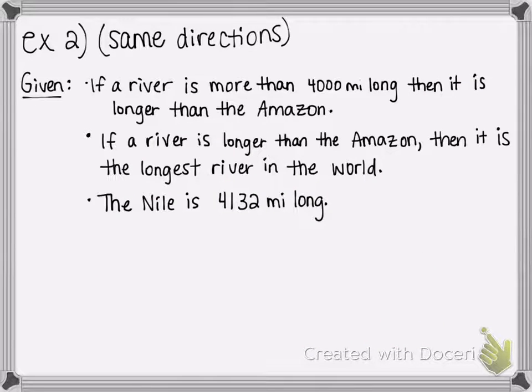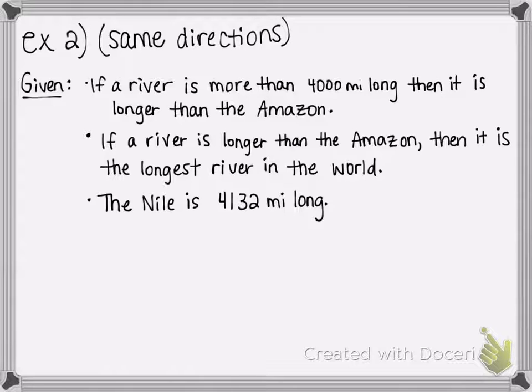Make sure that you pause this and do this on your own. Okay, you have 3 statements again. That's how you know you're going to use 2 laws. So the first statement, if a river is more than 4,000 miles long, then it is longer than the Amazon. Statement 2, if a river is longer than the Amazon, then it is the longest river in the world. Statement 3, the Nile is 4,132 miles long.